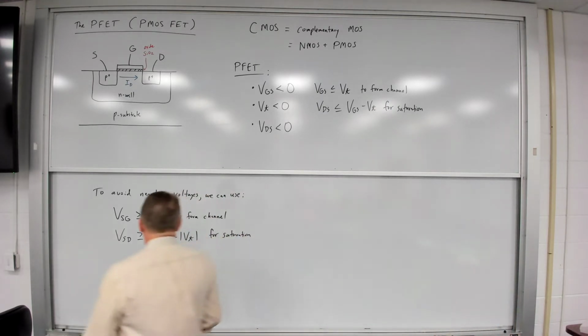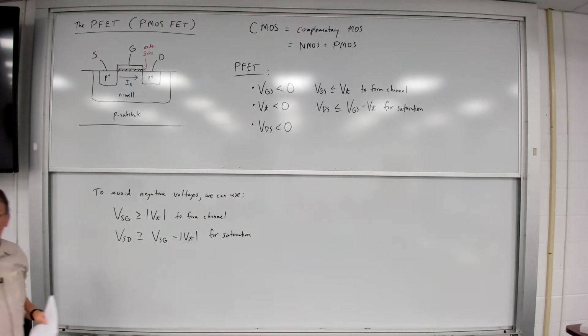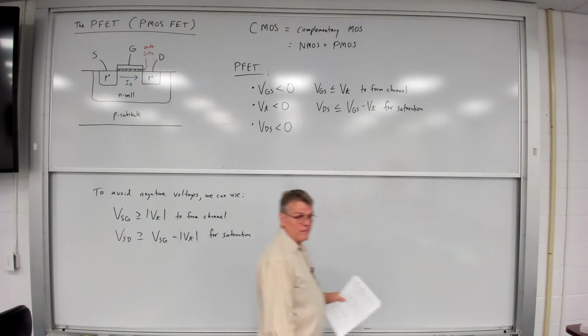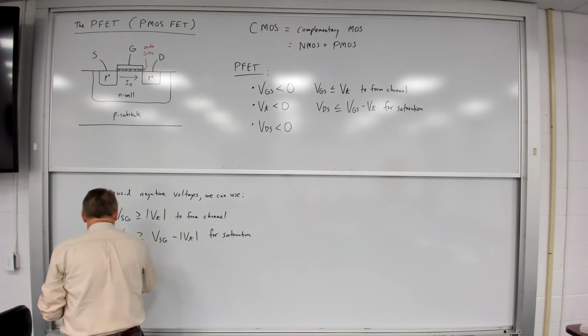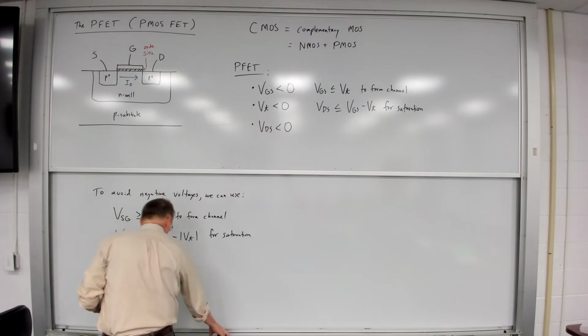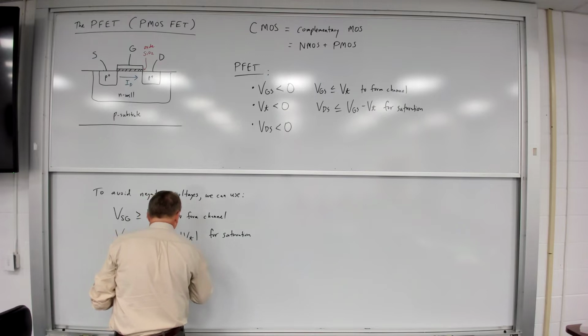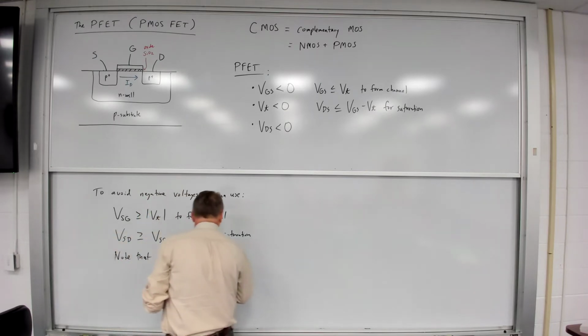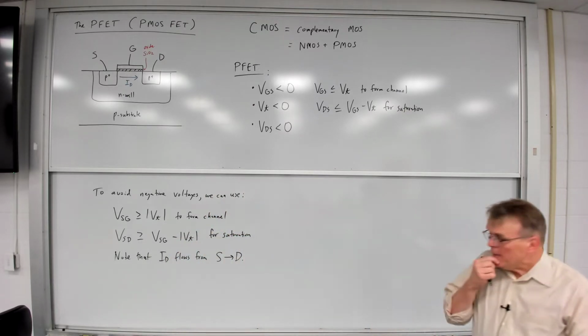Now, note also, because we're using these negative numbers and VSD is a positive number, the flow of drain current is from the source to the drain. Flow of positive drain current, instead of from drain to source. All right? Now, a couple other differences.